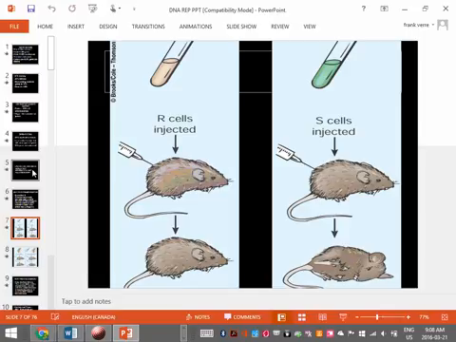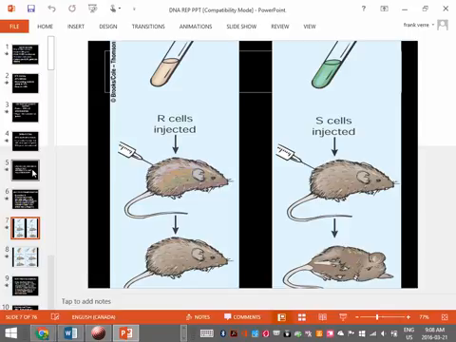And when mice were injected, one killed, the other one didn't. Which was a lethal bacteria? Yes, the S. The S one was lethal.